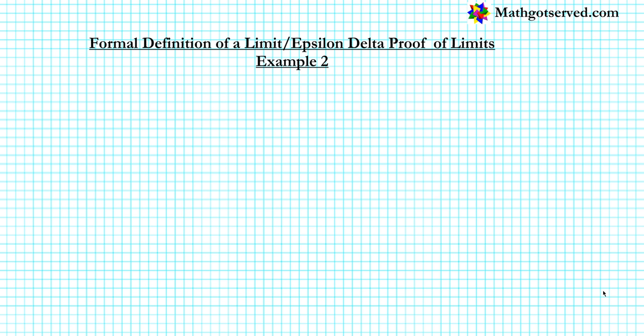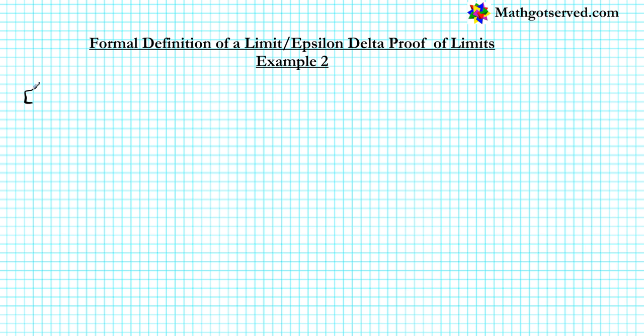Good day, students. In this clip, we're going to be going over the second example using the formal definition of limits, or the epsilon-delta proofs, to prove that a limit is true. Let's go ahead and write down the question for example 2.